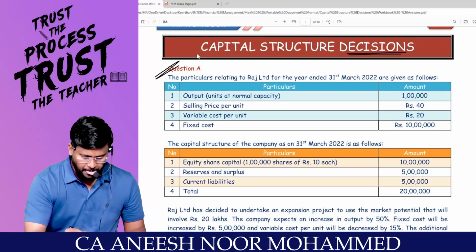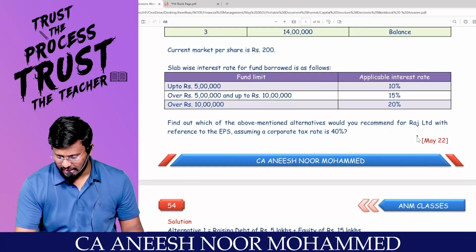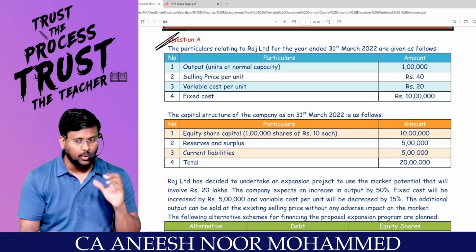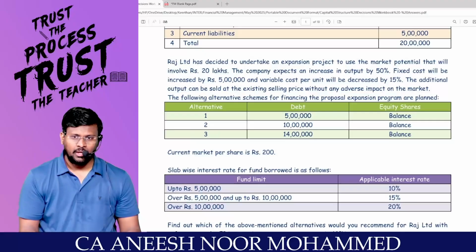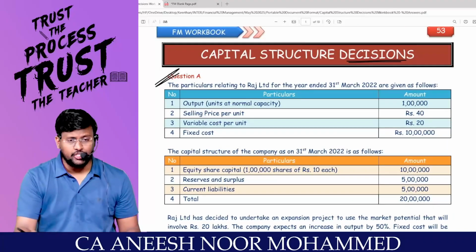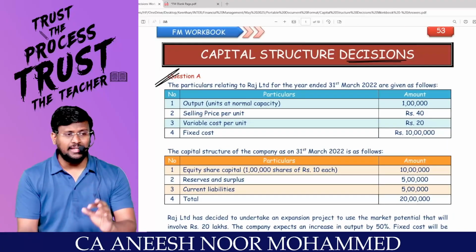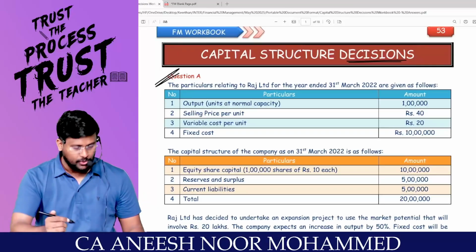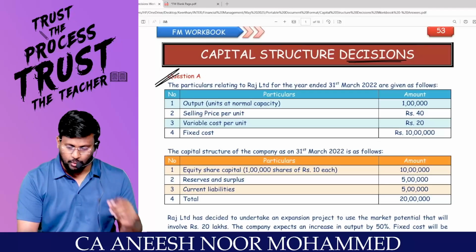First question we are going to do from that area. This is a May 2022 past examination question. Look at the length of the question. So if you are preparing for your examination, we can't have an assumption that this kind of question will not come. This is a past examination question. So we have to give that respect to this area.